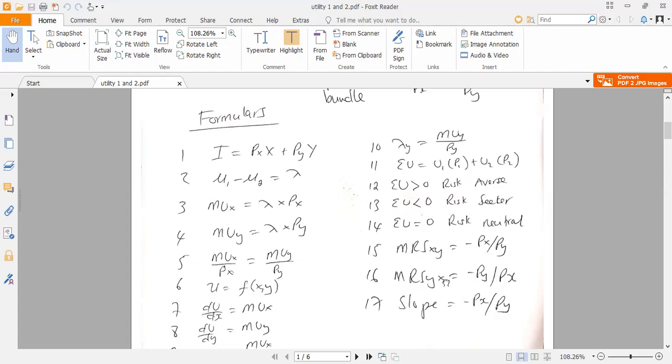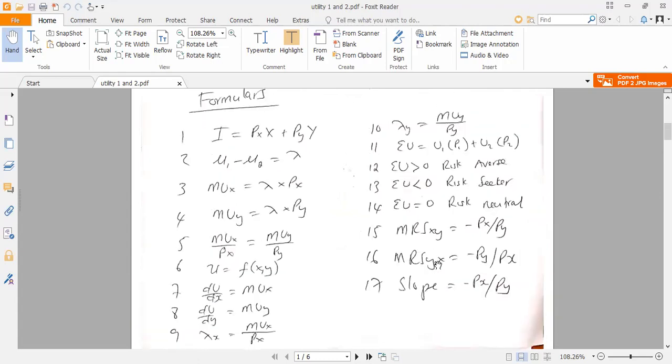Okay. Collins, I've got a question. Yes. Which formulas are we supposed to master, considering that there are about 17 formulas? Are they going to be applicable in the exam?